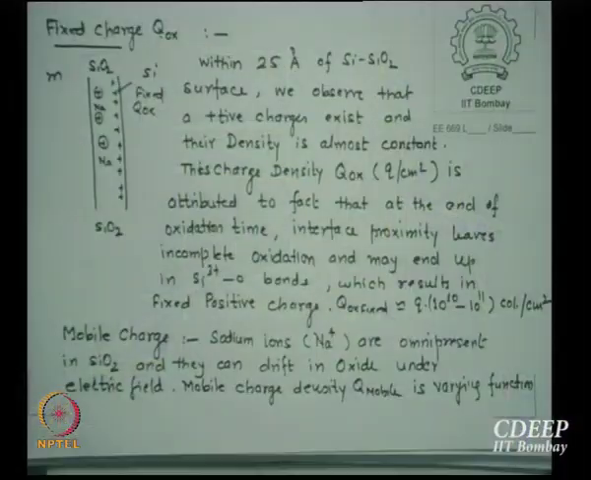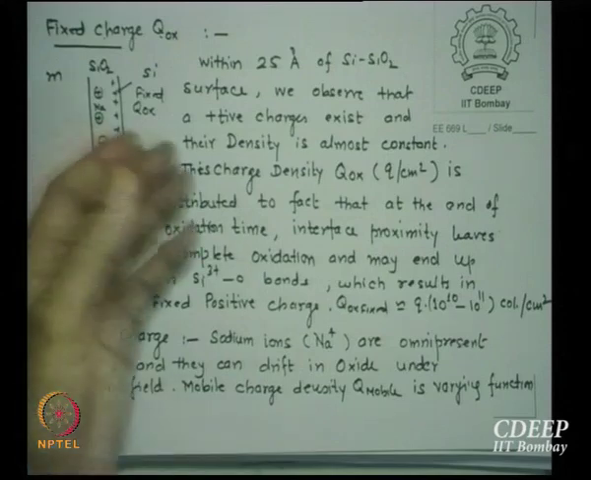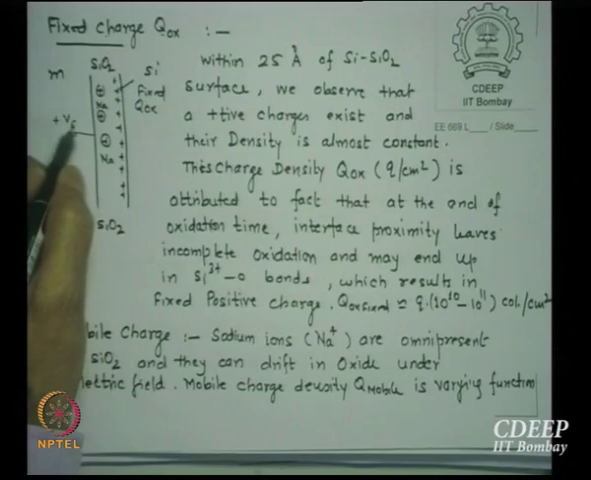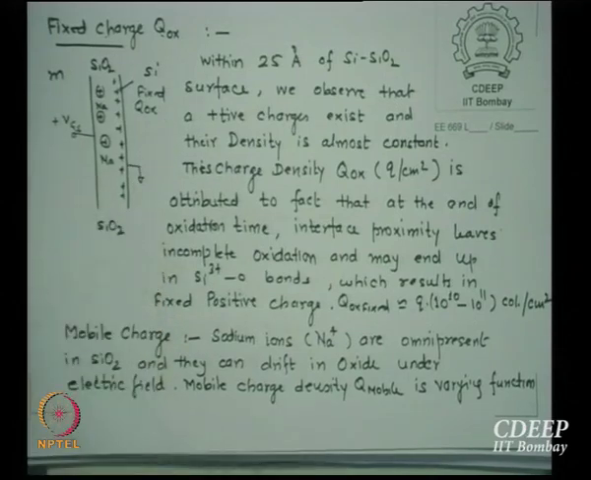Now if this is soda glass, with huge sodium, the density may be 10 to the power 14 per centimeter square, so much sodium. Now the problem with sodium is, I have no objection if sodium is present, if it doesn't hurt me. But if it hurts me, I have to check how it hurts. Since the charge is also negative, or if I apply plus VGS with reference to the semiconductor, I figure out the sodium which is well inside the silicon dioxide, placed everywhere.